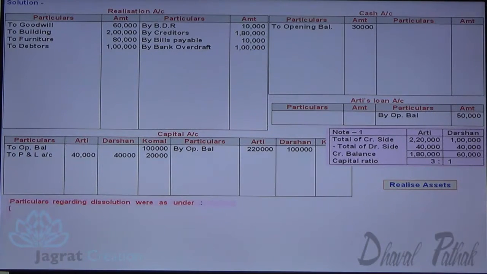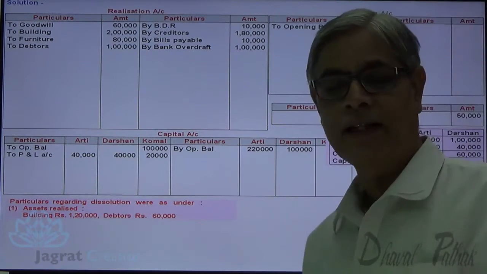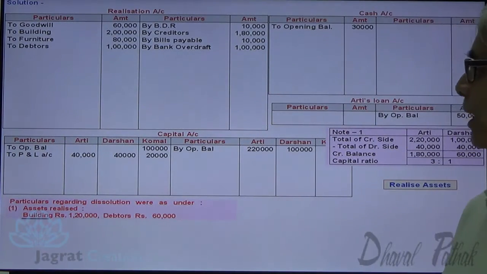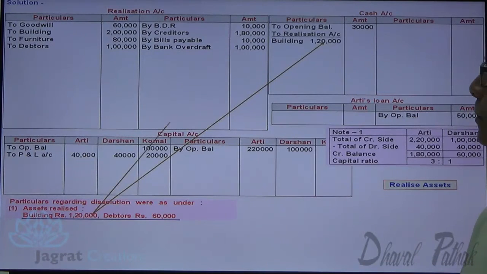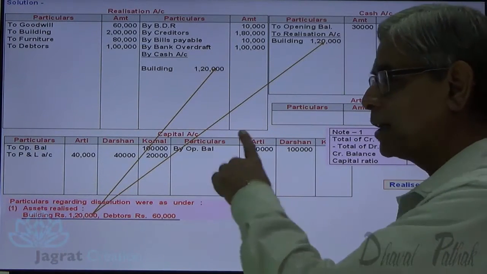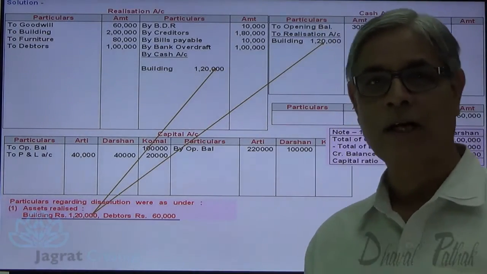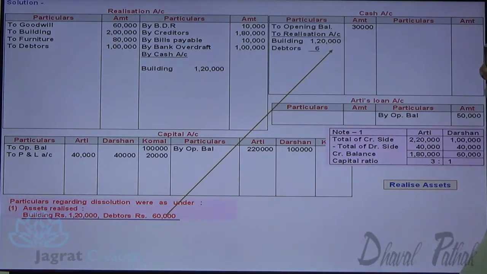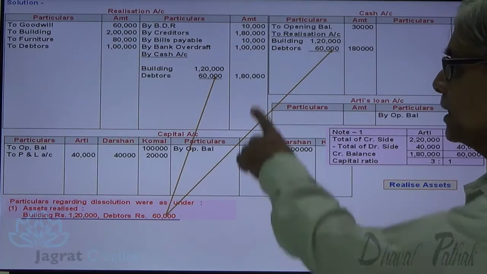Realize the assets. Building realized 1,20,000. Cash account debit to realization account credit, building 1,20,000. Debtors realized how much? 60,000. Cash account debit to realization account credit 60,000.